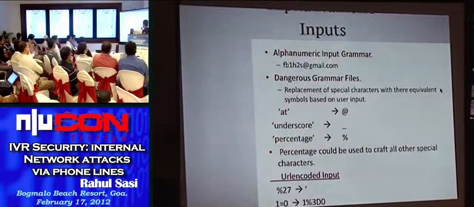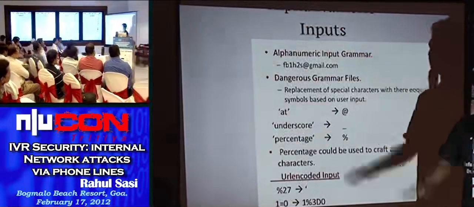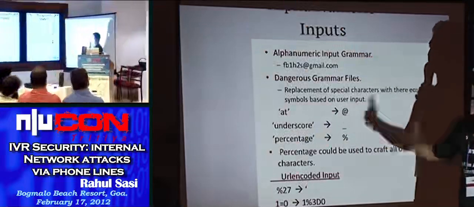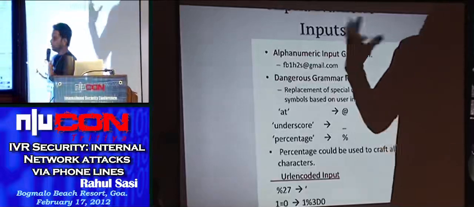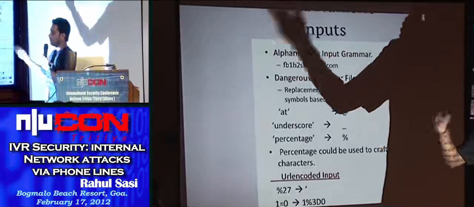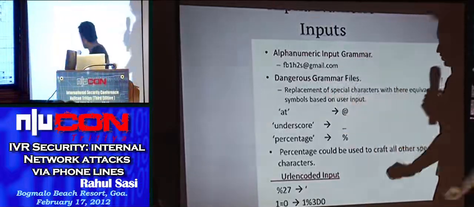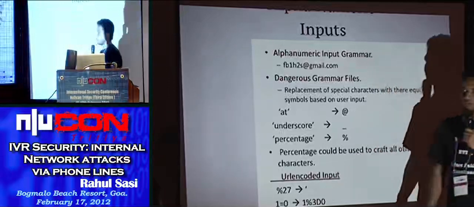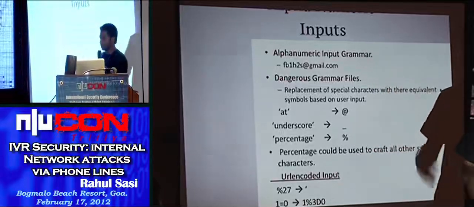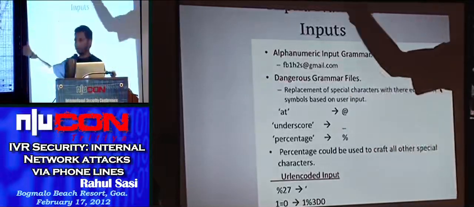Consider if I want to send a semicolon. A semicolon would not be in a grammar file because in a Gmail ID a semicolon won't come. But if there's a calculator application or something, they have to use percentage, right? URL encoding of semicolon gives you percent 27. If I say percentage 27, that value will be converted to a semicolon.